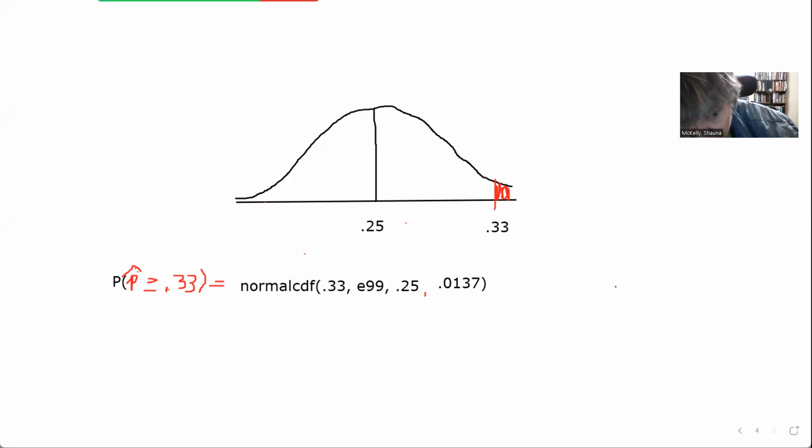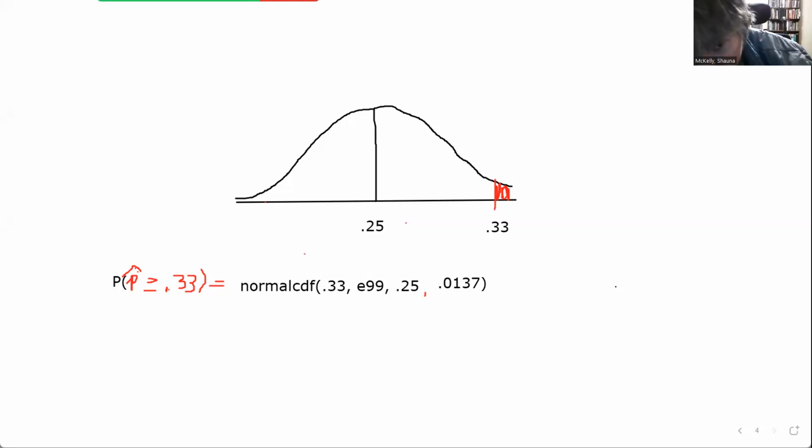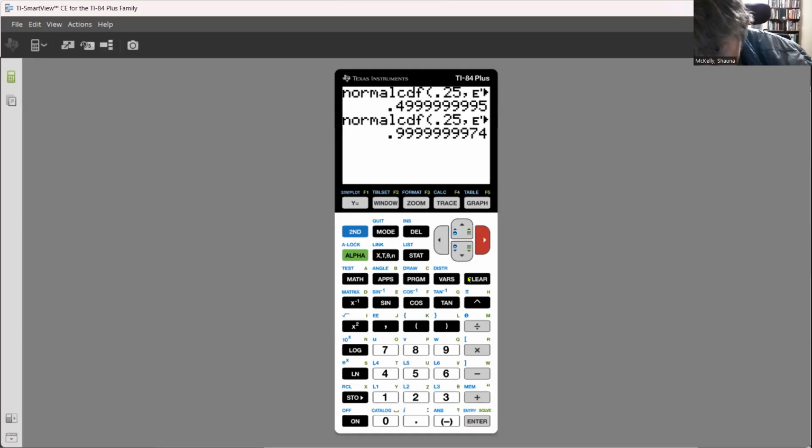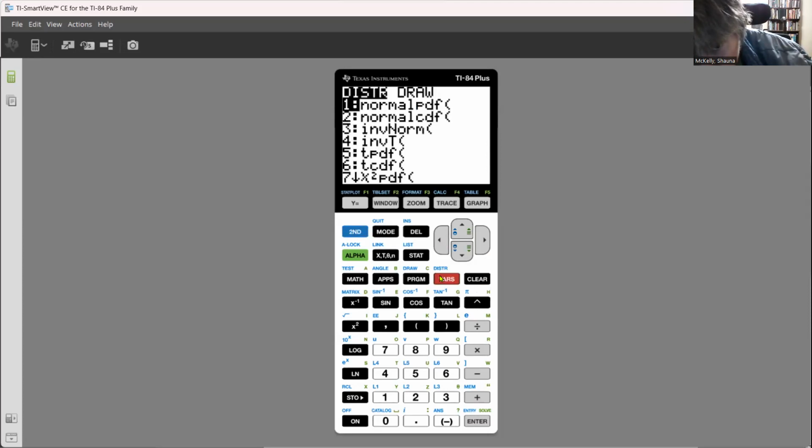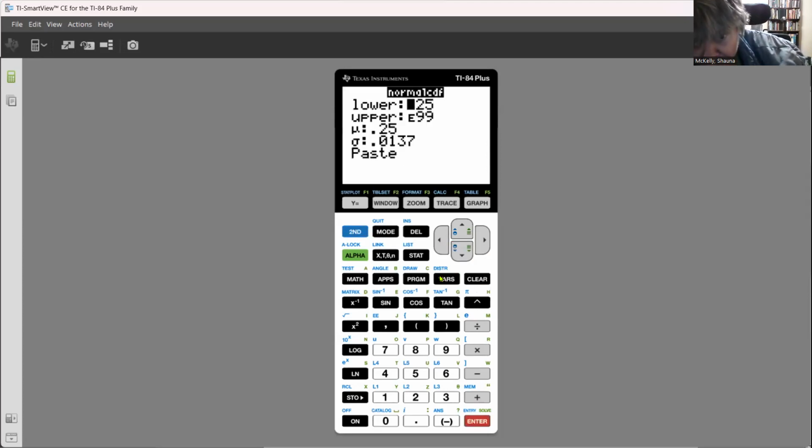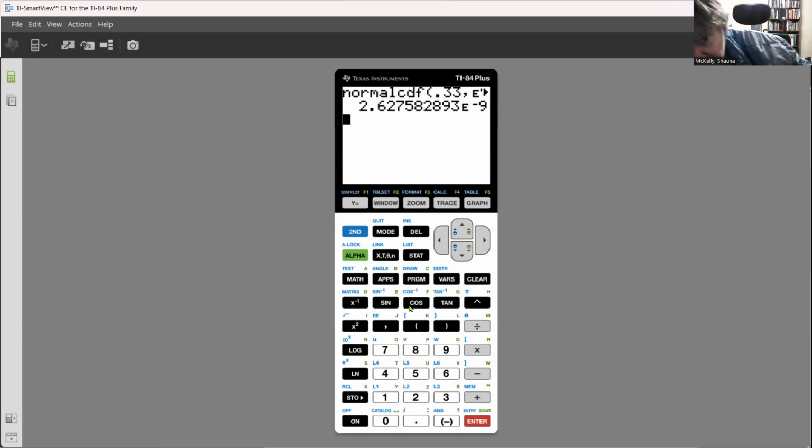Let's try this. This is 0.33. So I'm going to clear this out. Second distribution, normal CDF, right here. This is 0.33 because I'm E99, the mean is 0.25 and the standard error is 0.0137. Try it one more time. There it is. There's my number. Okay. My number here is small, super tiny.